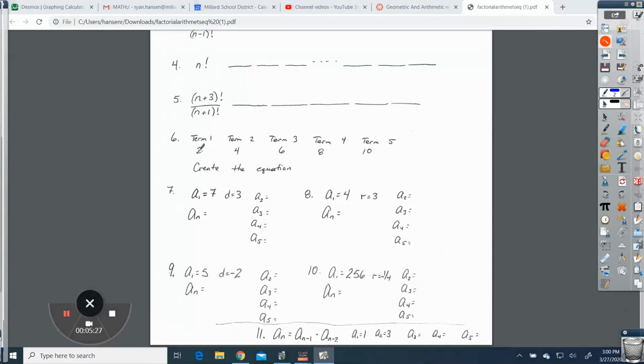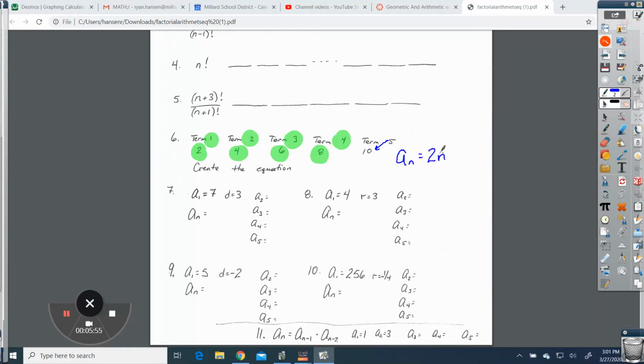So it says term 1 is 2, term 2 is 4, term 3 is 6, term 4 is 8, term 5 is 10. What are you noticing about these numbers? So 8 compared to 4, 6 compared to 3, 4 compared to 2, 2 compared to 1. So realize whatever term number it is, they're all just doubled. So my equation is going to be 2 times n.